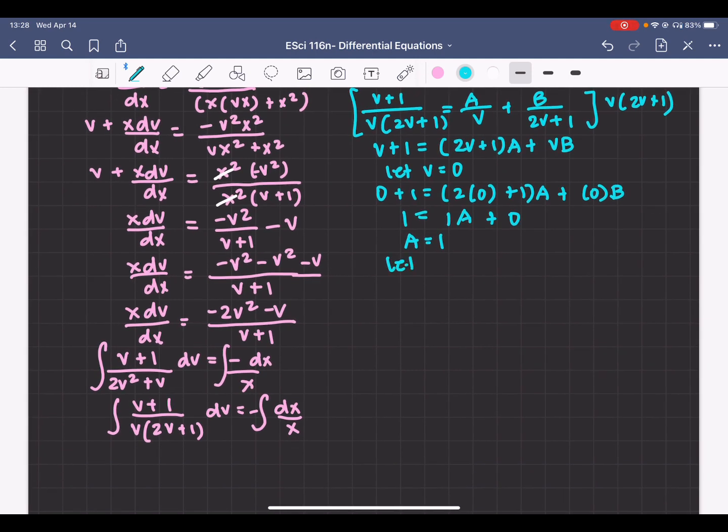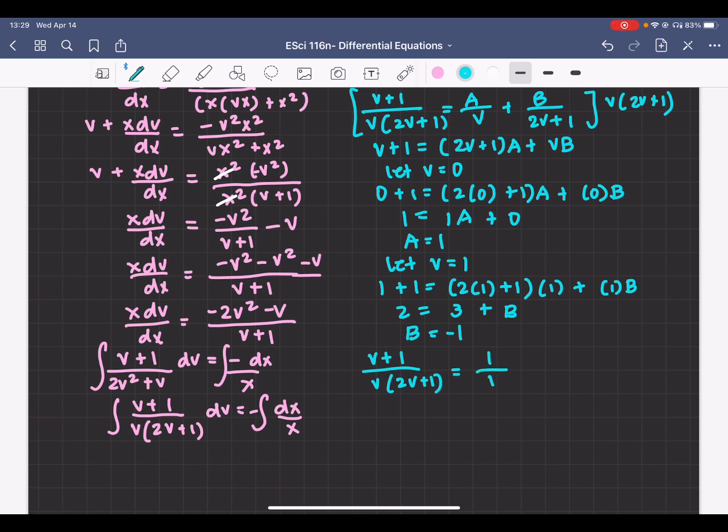Next, we can assign another value for v. Let's say v is equal to 1. So now 1 plus 1 is equal to (2 times 1 plus 1), and we already know our value for A, that's 1, plus 1 times B. Therefore 2 is equal to 3 plus B, so our B is equal to negative 1. Therefore (v plus 1) over v times (2v plus 1) is equal to 1 over v minus 1 over (2v plus 1).